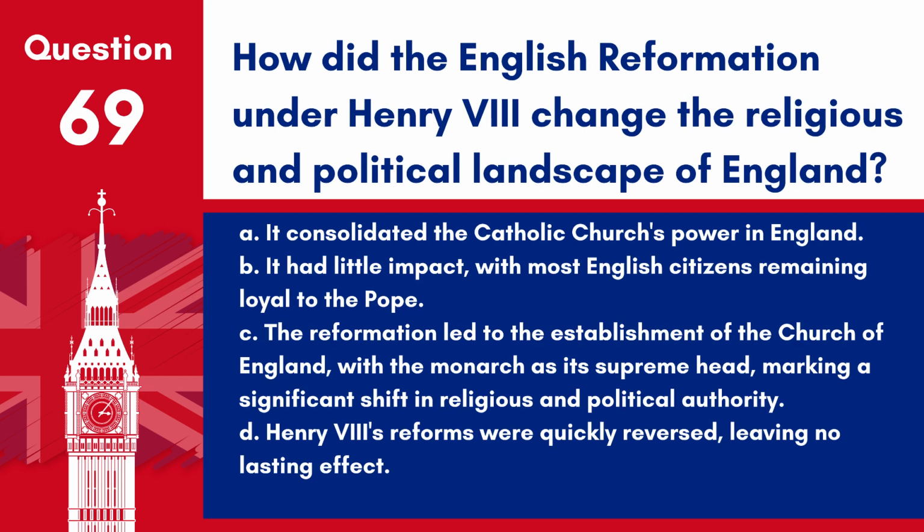Question 69. How did the English Reformation under Henry VIII change the religious and political landscape of England? A. It consolidated the Catholic Church's power in England. B. It had little impact, with most English citizens remaining loyal to the Pope. C. The Reformation led to the establishment of the Church of England, with the monarch as its supreme head, marking a significant shift in religious and political authority. D. Henry VIII's reforms were quickly reversed, leaving no lasting effect.